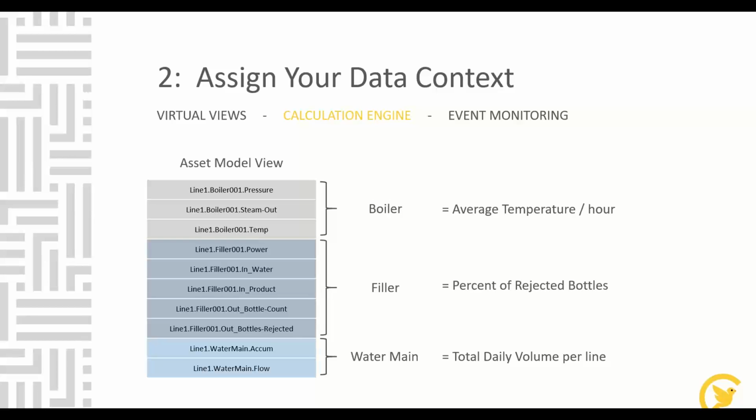From there, you can store a new tag value based on what you want to see. Maybe for the boiler, I want to know the average temperature per hour, the percentage of rejected bottles, or the total daily volume per line. These are the ways you can massage the data to make it easier to understand and more meaningful to you and your clients. This calculation engine comes together within the capability of Canary.